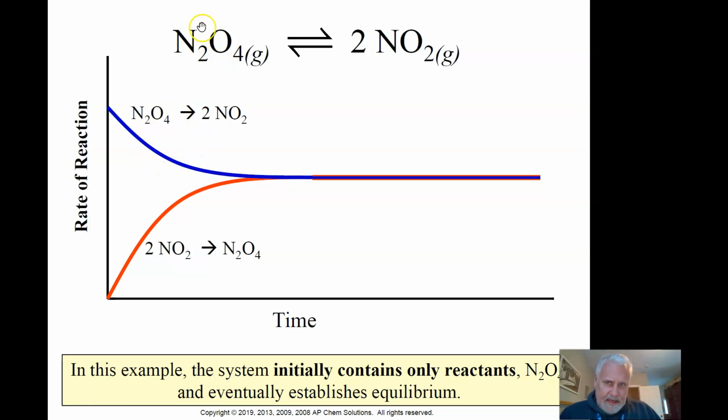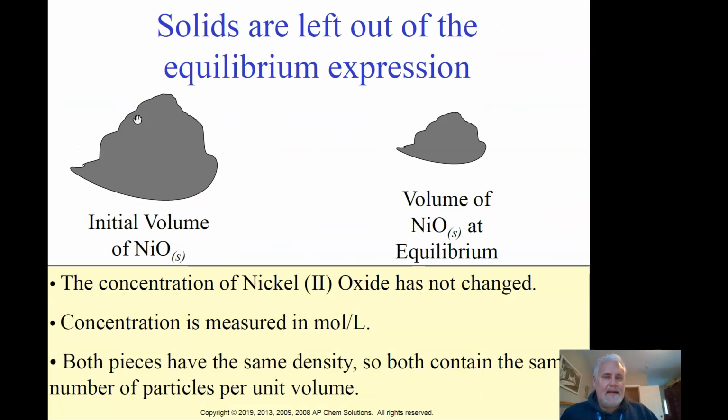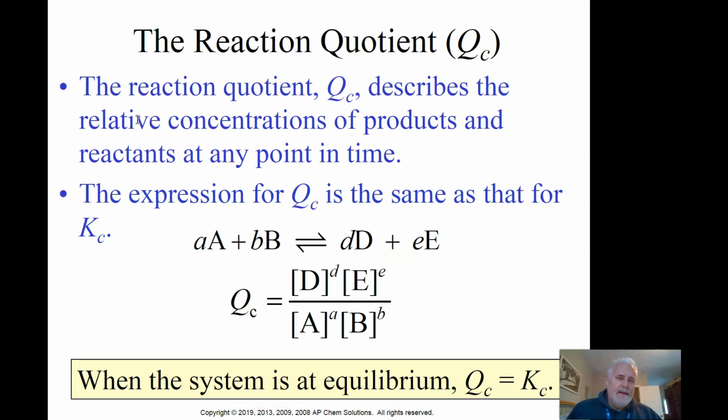So maybe, for instance, somebody dumped a bunch of N2O4 into this system. That would increase that concentration a lot, and it would mean that it wouldn't be at equilibrium. So the system then would change and eventually reach equilibrium. But at any given moment in time, Q does not have to be at equilibrium. So that's the key change to what we're doing.